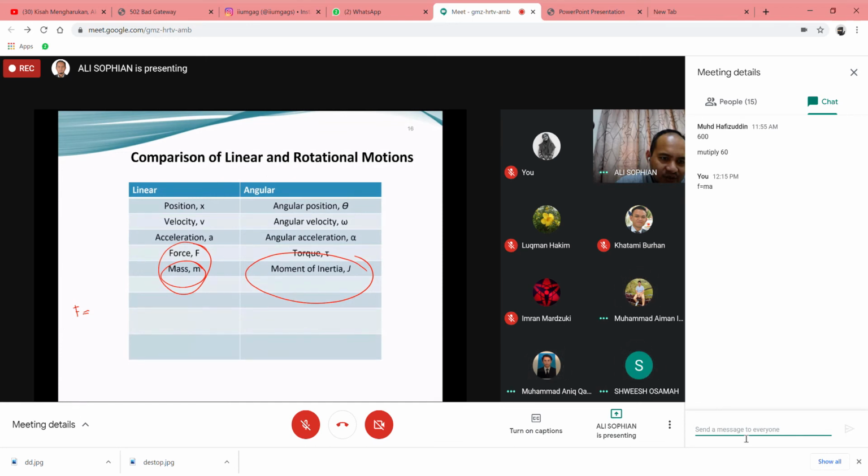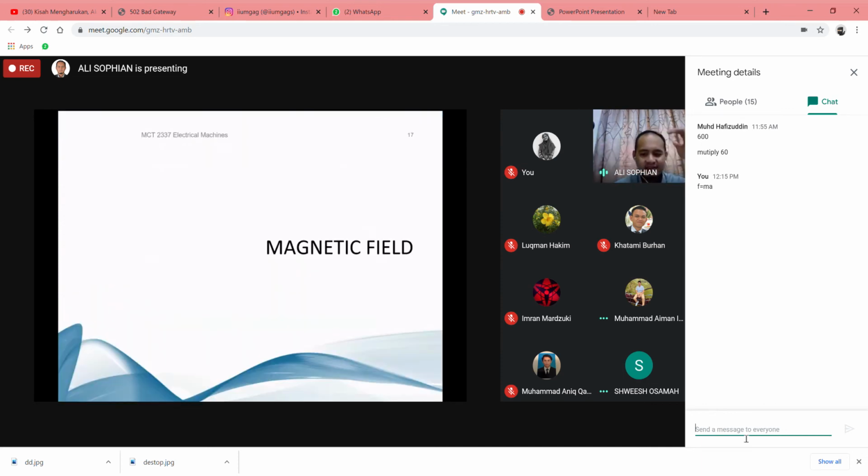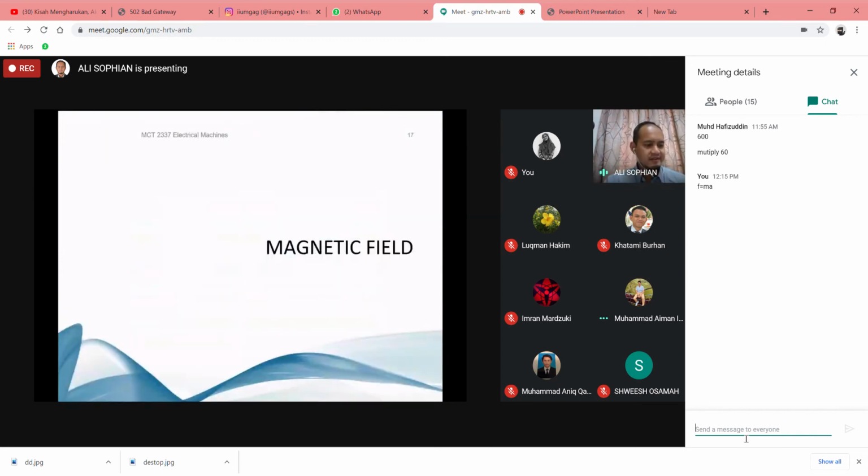There's also an answer in the chat box here: F equals ma. So what do you think will be the equation for the rotational? The torque equals what? Inertia times angular acceleration. Yes. So you can see the usefulness of knowing the linear; you can then derive the equation for the rotational. I think that's all for the motions.